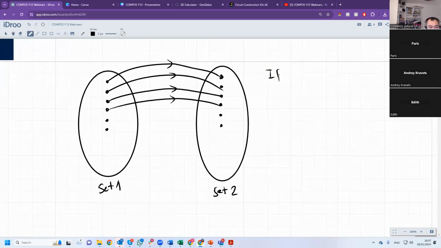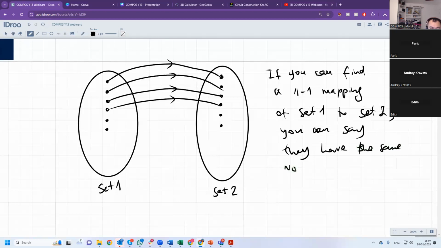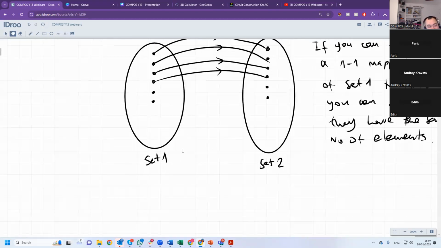If you can find a one-to-one mapping of set 1 to set 2, you can say they have the same number of elements. Okay. So I wonder if we can find such a mapping.